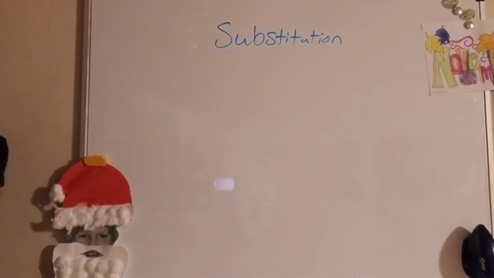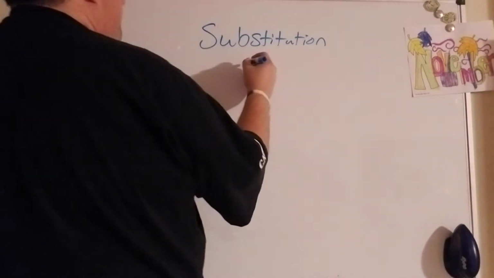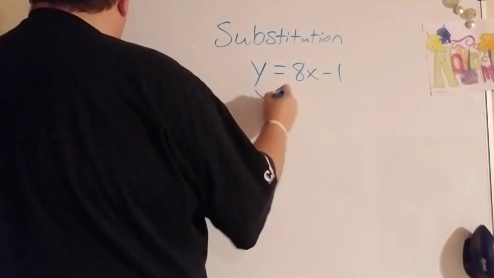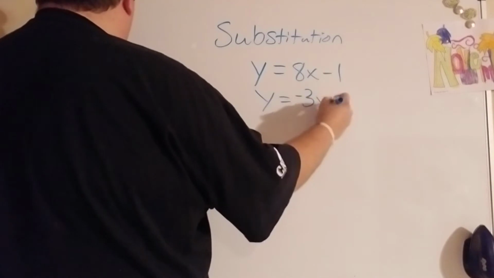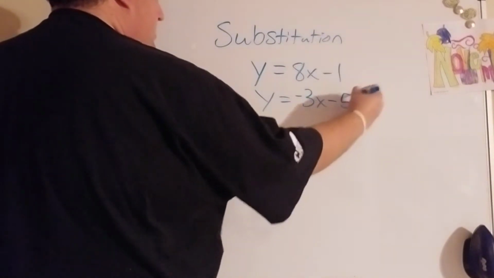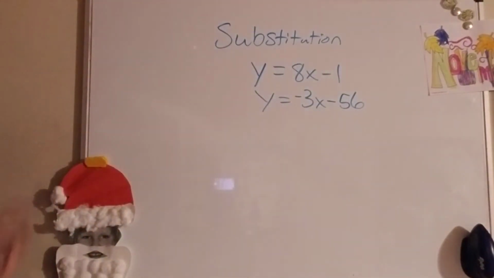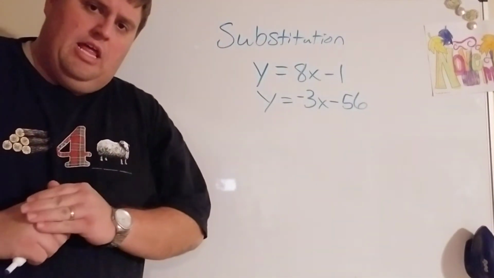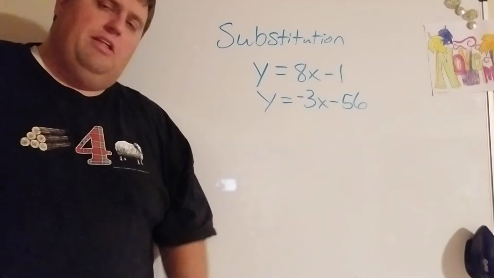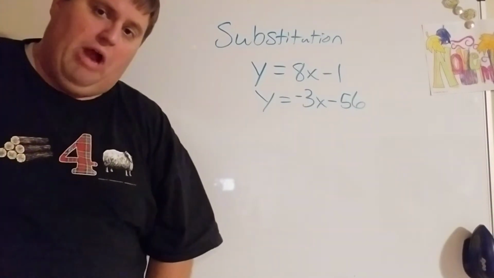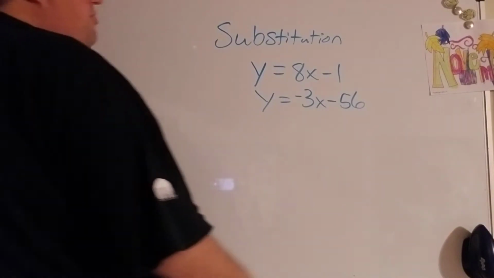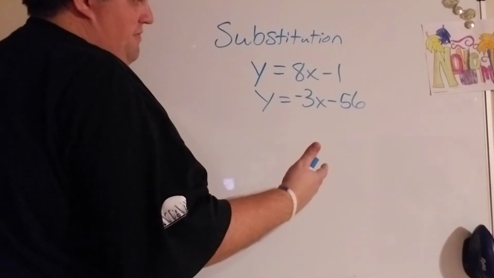So, for example, we had a problem like this yesterday. y equals 8x minus 1, and y equals negative 3x minus 56. Now, we talked about this a little bit with pros and cons, but negative 56 doesn't sound like a y-intercept that I really want to graph, right? So, substitution is another method I can use to solve these.